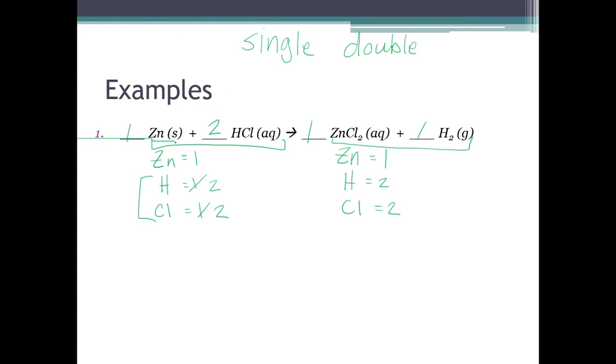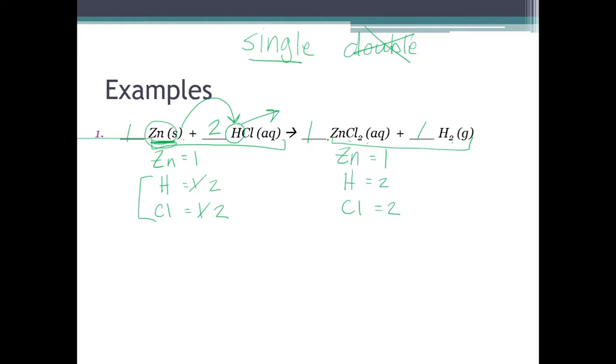The fact that we start right here with a single element all by itself, that single element means it's a single replacement. You can't have a double replacement if you start with a single element. What we have here is zinc coming in and kicking out this hydrogen. The hydrogen goes off and does its thing. So when we're done, we have zinc paired up with chlorine, and we have hydrogen off by itself.